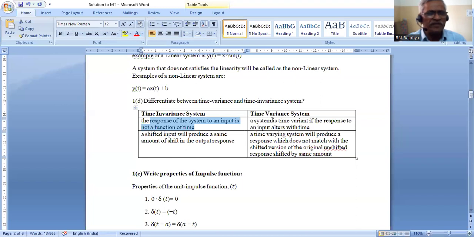Whereas time variant systems are those where the response to an input alters with time. In a time invariant system, a shifted input will produce the same amount of shift in the output response. But a time varying system will produce a response which does not match the shifted version of the original unshifted response, shifted by the same amount.